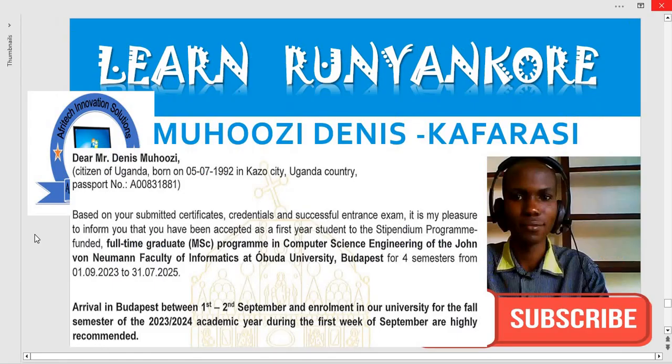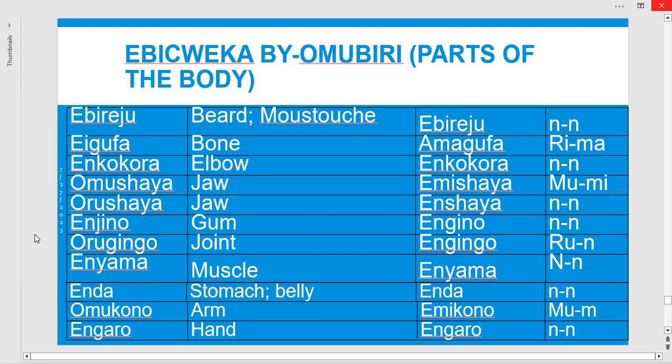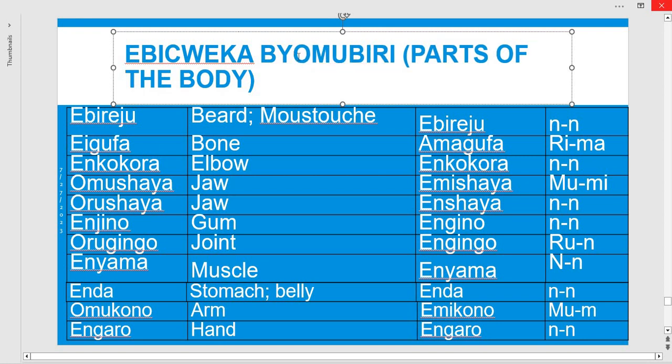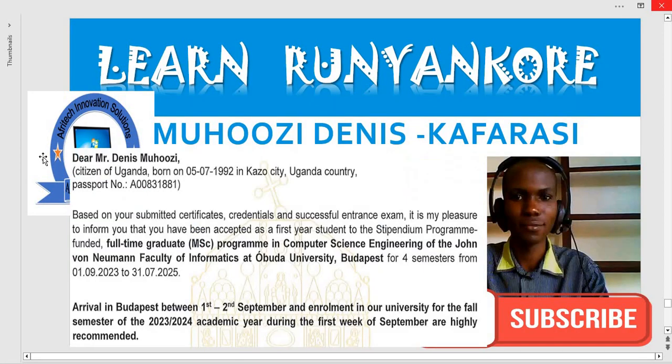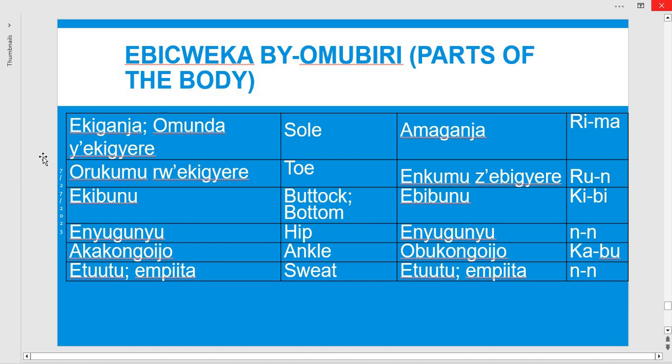So in our last lesson, we looked at ebichweka by'omubiri, parts of the body, or you can say body parts. Ebichweka, that is parts, then by'omubiri, that is body, so parts of the body. Now we go next to our lesson and we go to parts of the body. We go now to ekiganja, omunda y'ekigere.